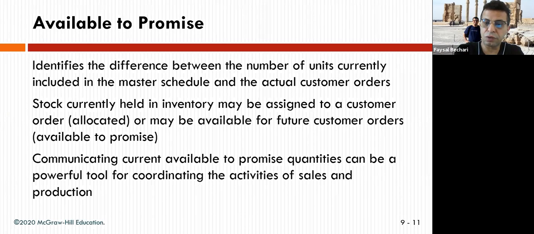Stock currently held in inventory may be allocated to a customer order, or may be available for a future customer order: available to promise. So say you have 10 units and a customer comes and wants 7 units. You can promise these 7 to the customer. If another customer comes in and asks for 100 units, the system will tell you that only 3 units are available because you already promised seven, and you need to produce another 97 units, and the MRP will schedule how long that takes, so you can promise them delivery. Communicating the current available-to-promise quantity can be a powerful tool for coordinating the activities of sales, marketing, and production.